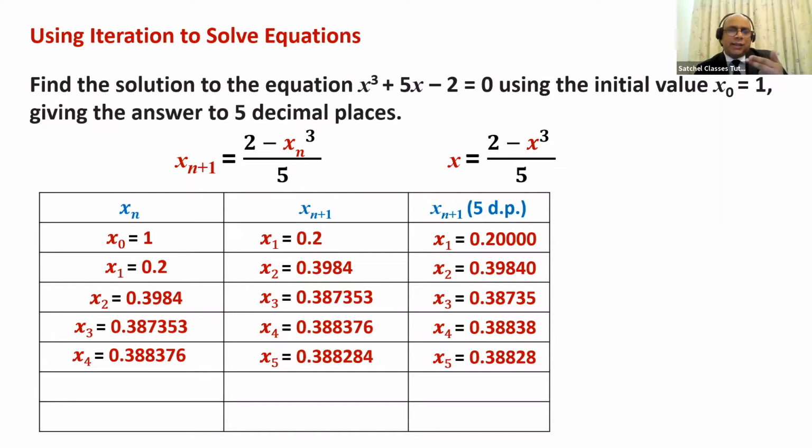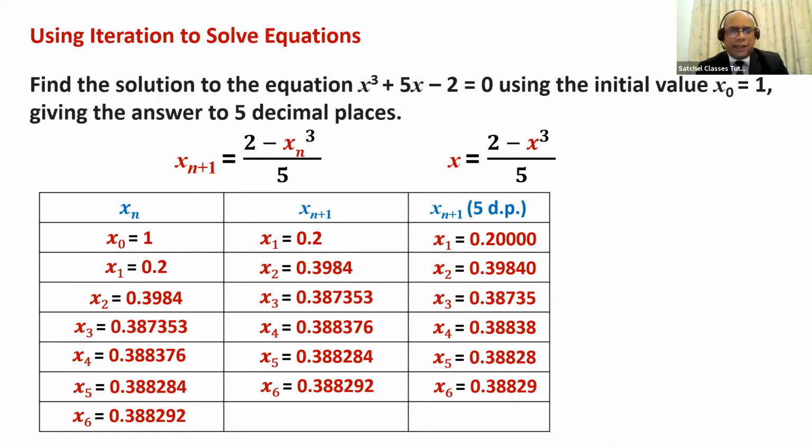So as you can see, the answers are becoming more and more consistent, but not yet. 38 and 28. So we'll have to do some more iterations. x5 now is 0.388284. If I substitute that in place of xn, I'll get x6 as 0.388292, which when rounded to 5 decimal places is 0.38829. And now it's almost the same.